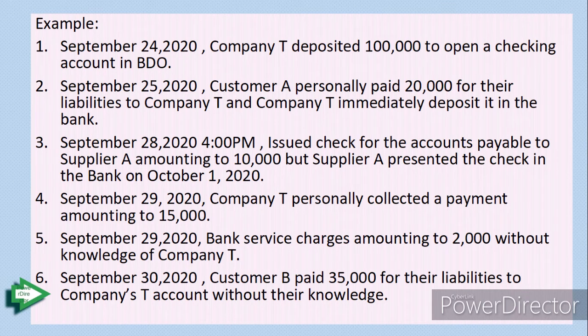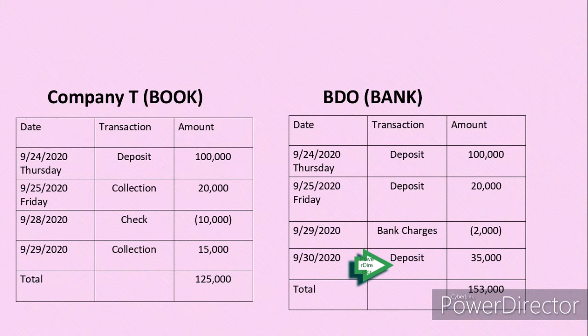On September 30, 2020, si Customer B ay nagbayad ng liabilities nito sa company T pero yung payment ay directly niya pinasok sa bangko without the knowledge of the entity kaya di pa ito nare-record sa cash per book account ng company T. Let's say na natapos na yung period for the month of September and kinuha na yung total ni company T and ni BDO. Ang cash per book ay may total na 125,000 and ang cash per bank naman ay may 153,000. As you can see, hindi sila balance kaya dito papasok ang bank reconciliation.